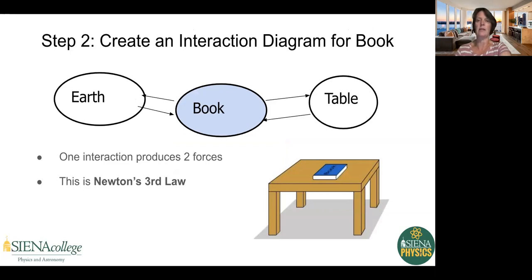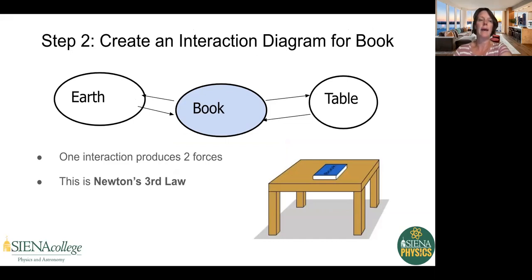So our boundary is the outside of that ellipse, and we're going to draw then the Earth, because the Earth is interacting with the book because of gravity. That's our long range interaction, and the table is interacting with the book, and that is our contact interaction. The other thing to notice here is that one interaction produces two forces.